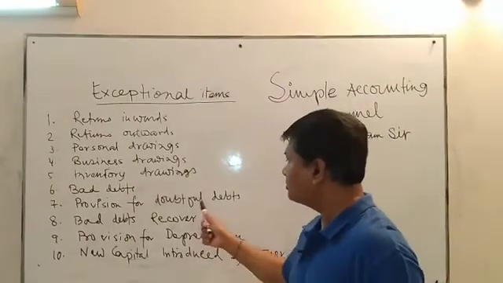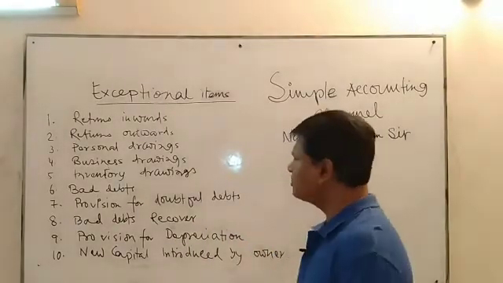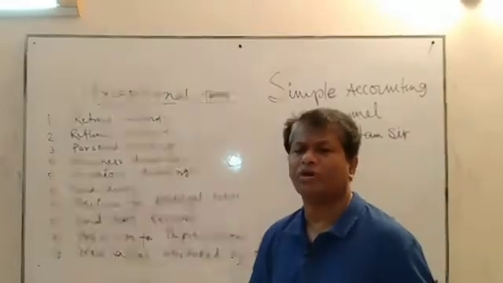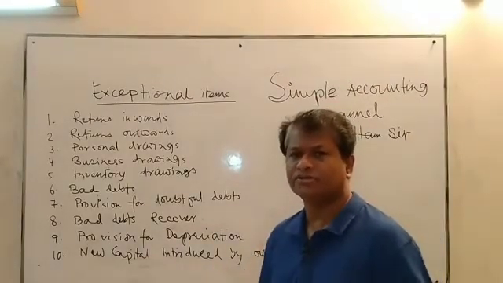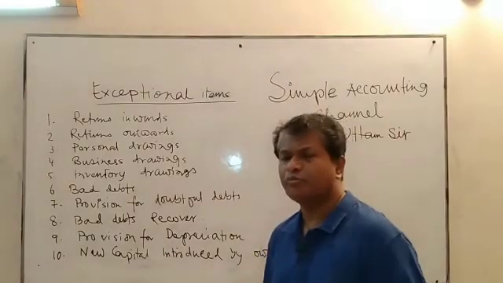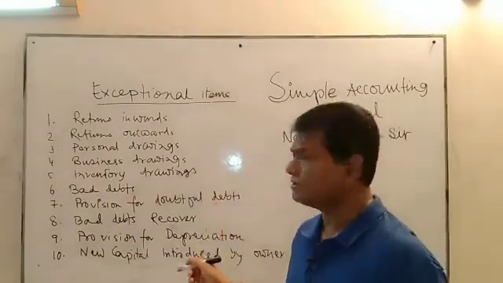Now, provision for doubtful debts. What is called provision for doubtful debts? Provision for doubtful debts means some of the amount which is suspected not to be recovered in future. That is called the bad debt provision. So it is to be treated as an expense. So bad debt provision is to be debited and trade receivable is to be credited.